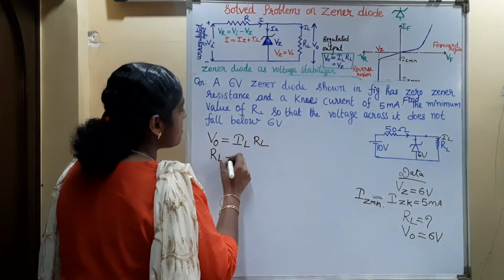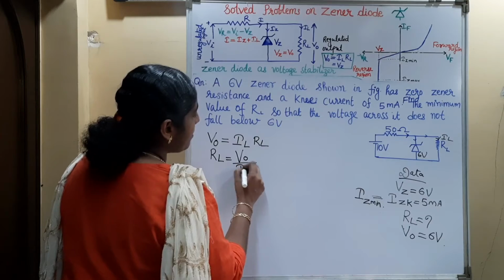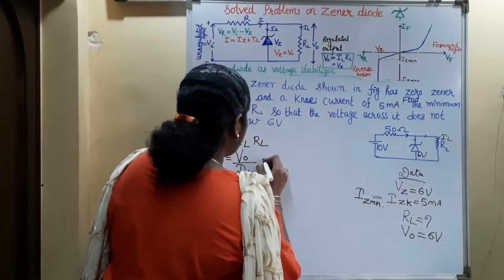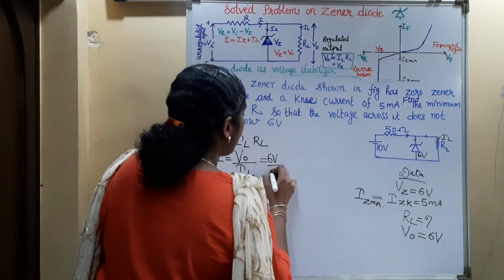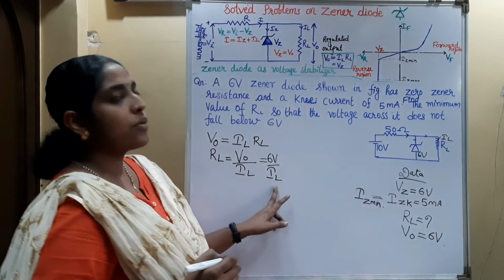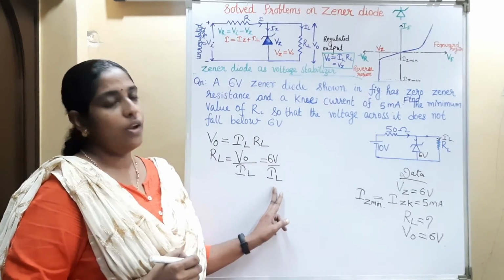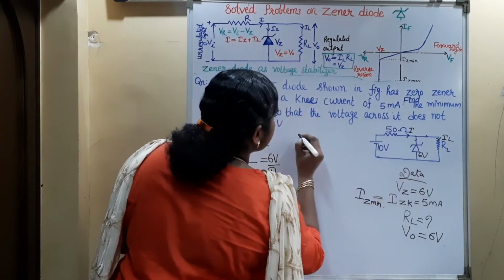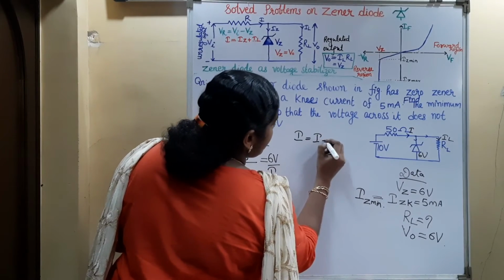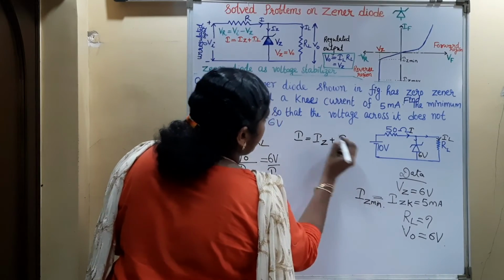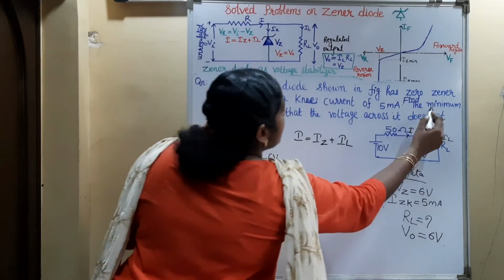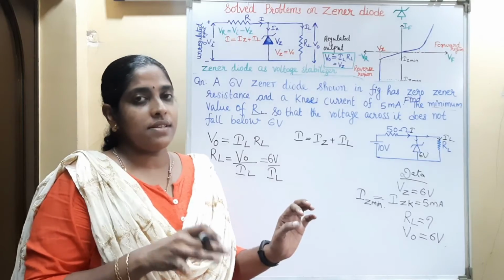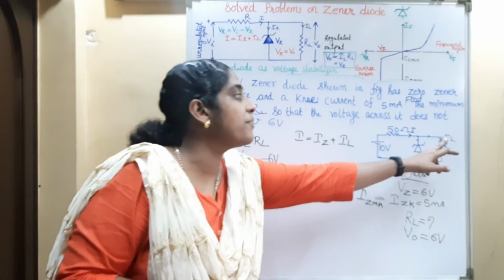So the load resistance will be the output voltage divided by the current passing through the load, IL. What is the output voltage? That is equal to 6 volt divided by IL. So we want to find out the current passing through the load. Here at this point, the main current I is dividing into Zener current and load current. Here we require the minimum value of RL. Minimum value of the load resistance is obtained for the maximum value of the load current.